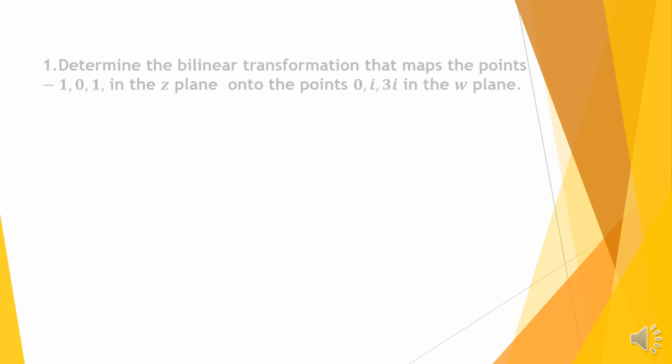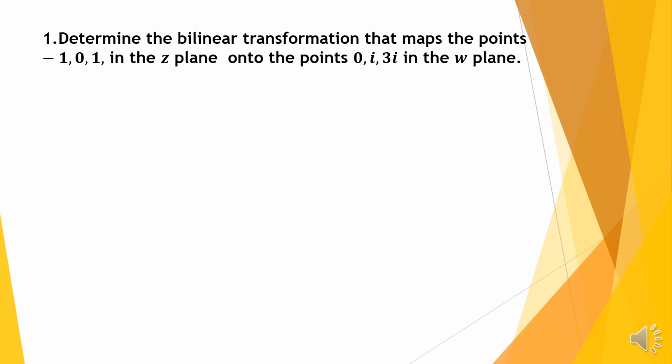Now problems based on bilinear transformation. Determine the bilinear transformation that maps the points -1, 0, 1 in the z plane onto the points 0, i, 3i in the w plane. Solution. Now the points in the z plane are denoted by z1, z2, z3 and in the w plane are denoted by w1, w2, w3.